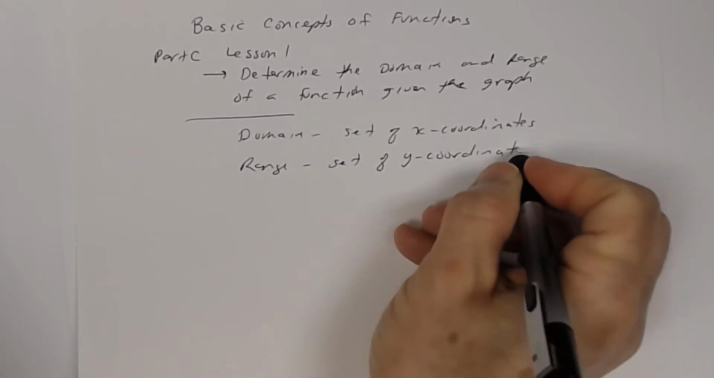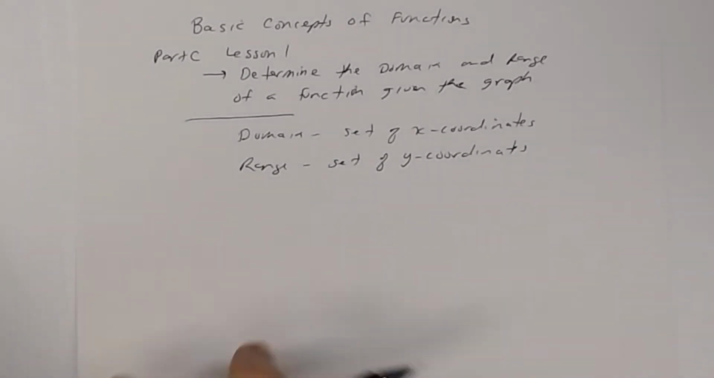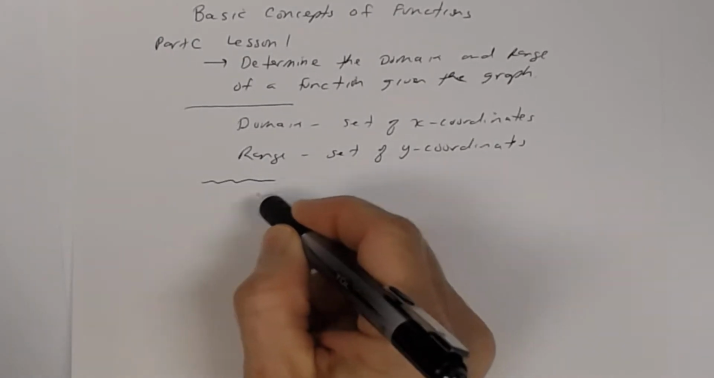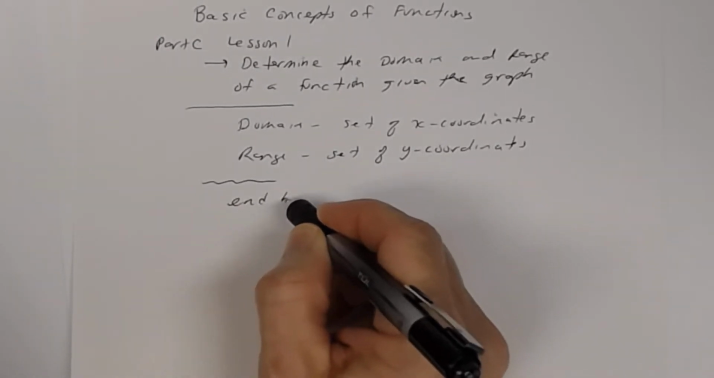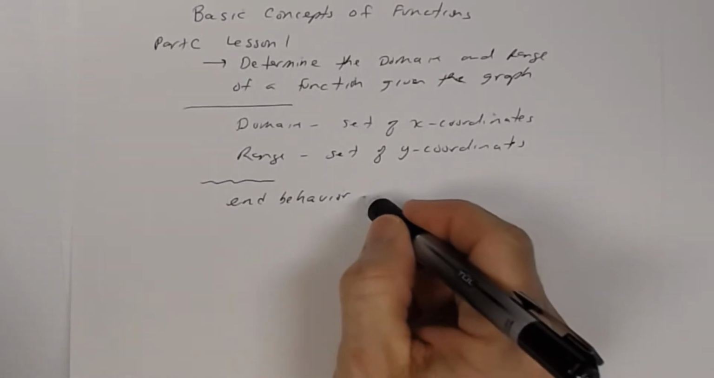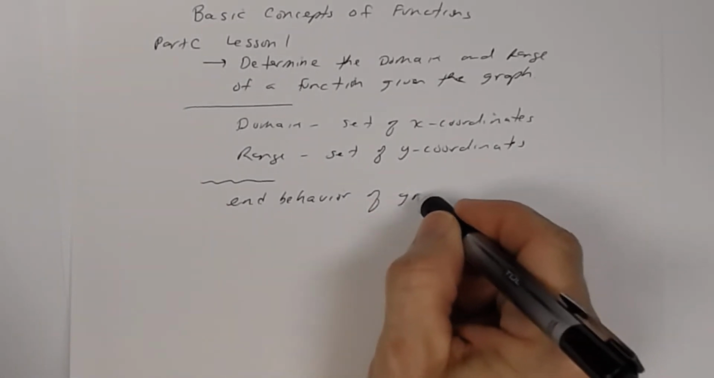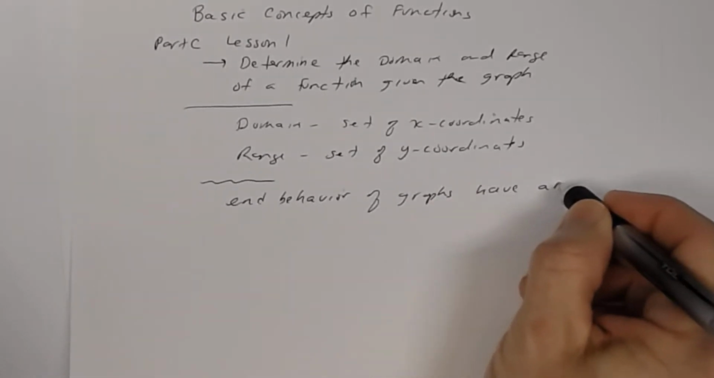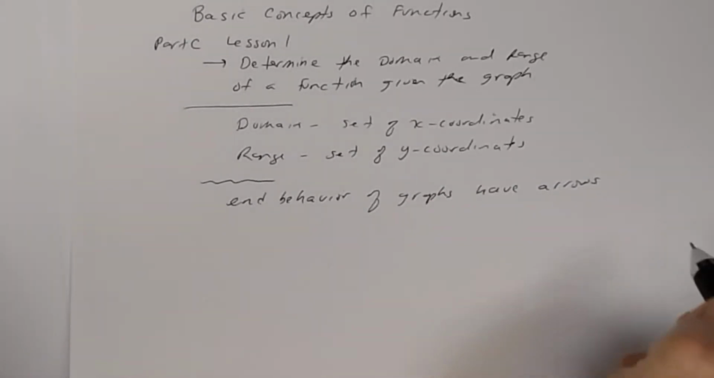Okay, now in the examples we're going to use for part C, for lesson 1 in particular, you're going to see that the end behavior of the graphs, and I'm going to talk about what I mean by end behavior from the graph, have arrows on both sides. Okay, that's going to be lesson 1.